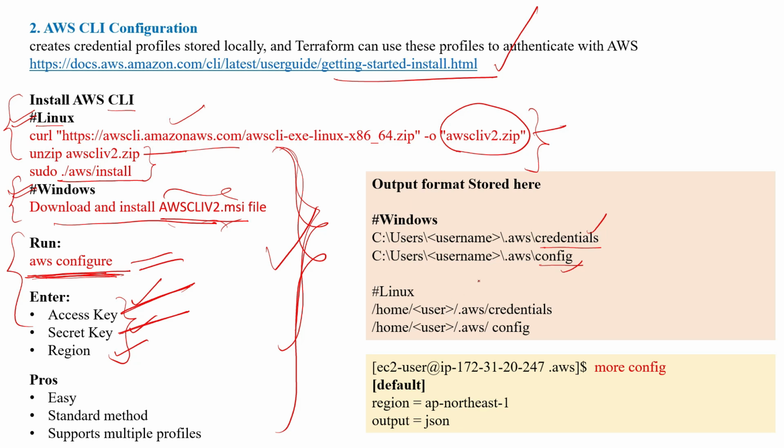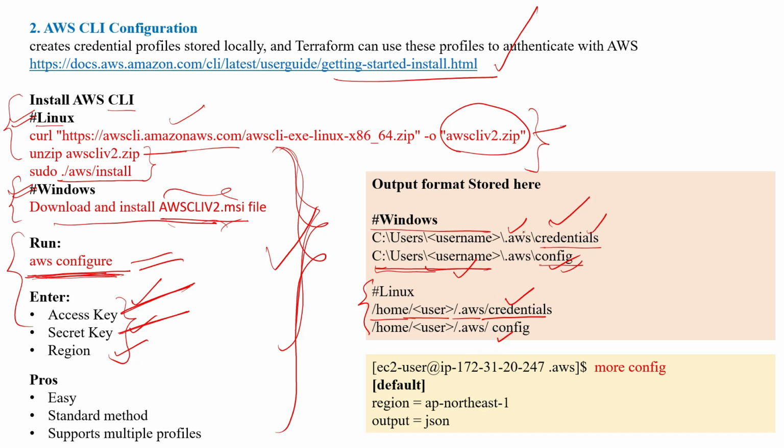And what is the location of these two files? If you're on a Windows machine, then you have some username. You go inside your C drive, Users, and the particular username. Inside that you will see a folder with the name .aws. Inside the .aws folder, you will see the credentials and config files. If you're on a Linux machine, again it is the same: you go to the home directory of the user, /home, then whatever username you used for the login, then .aws, and here you will see the same credentials and config files.